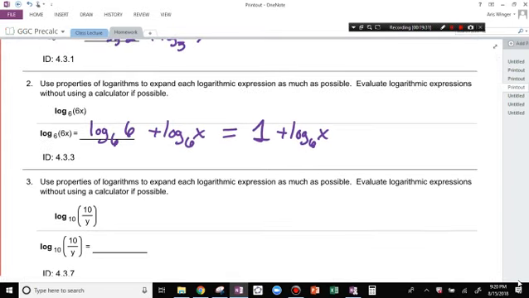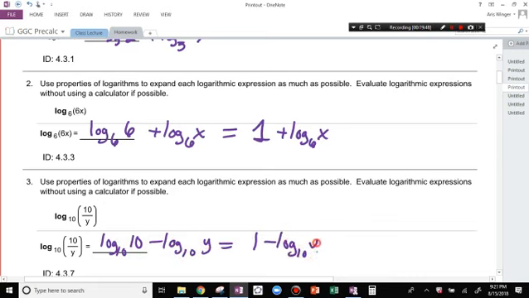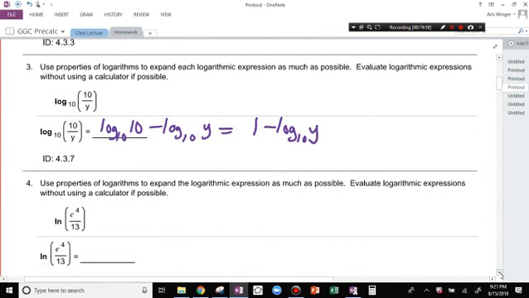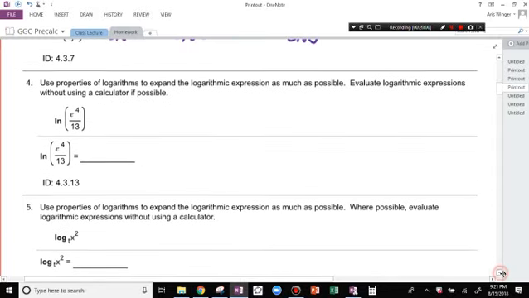Log base 10 of 10 minus log base 10 of y. Right, so again, division turns into subtraction. You can do the subscript by pressing shift minus, right? We're just going to roll through these.